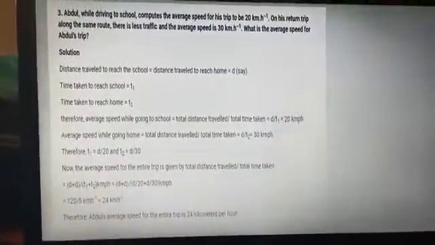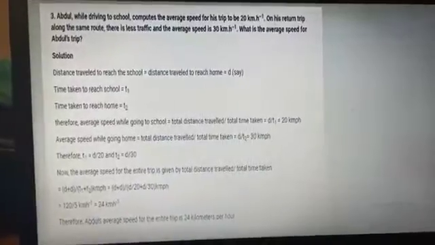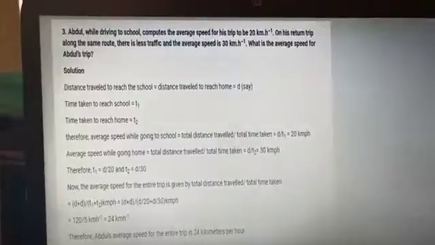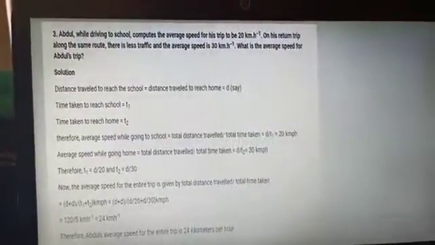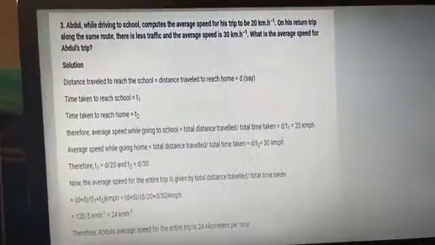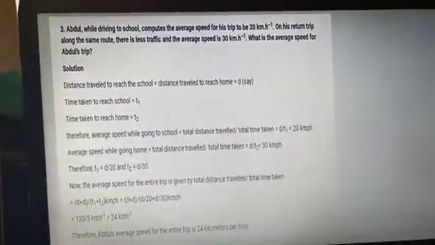So here I need you all to observe that the distance traveled to reach the school is equal to the distance traveled to reach home, right? Same distance both sides. Let us consider it to be D. Let the time taken to reach school be T1 and time taken to reach home be T2.